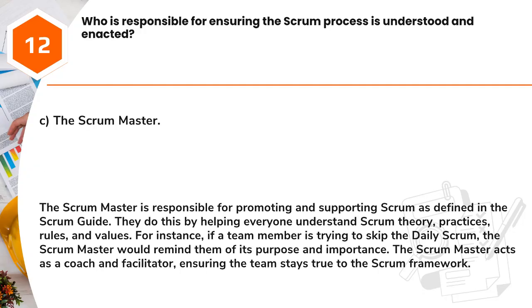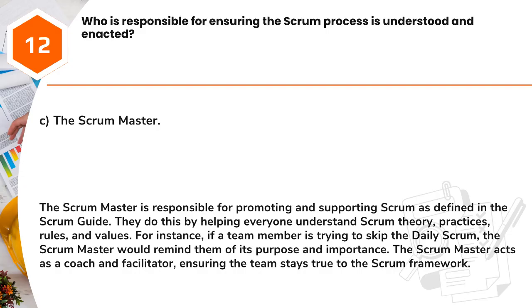Answer: C. The Scrum Master. The Scrum Master is responsible for promoting and supporting Scrum as defined in the Scrum Guide. They do this by helping everyone understand Scrum theory, practices, rules, and values. For instance, if a team member is trying to skip the daily Scrum, the Scrum Master would remind them of its purpose and importance. The Scrum Master acts as a coach and facilitator, ensuring the team stays true to the Scrum framework.